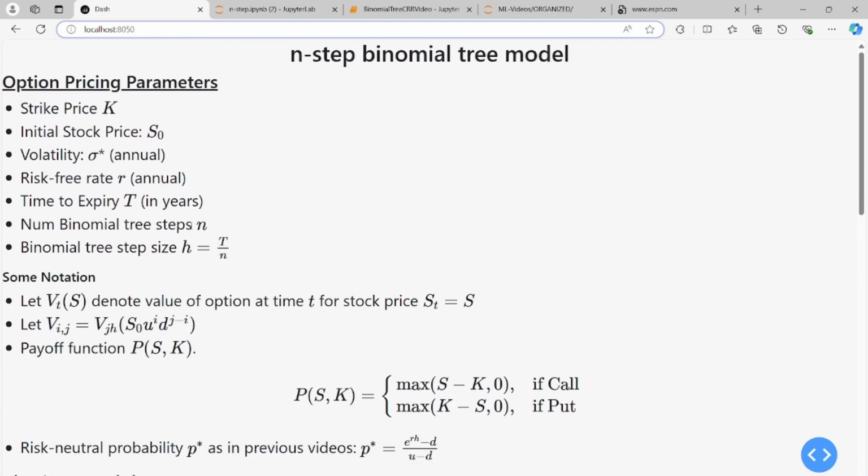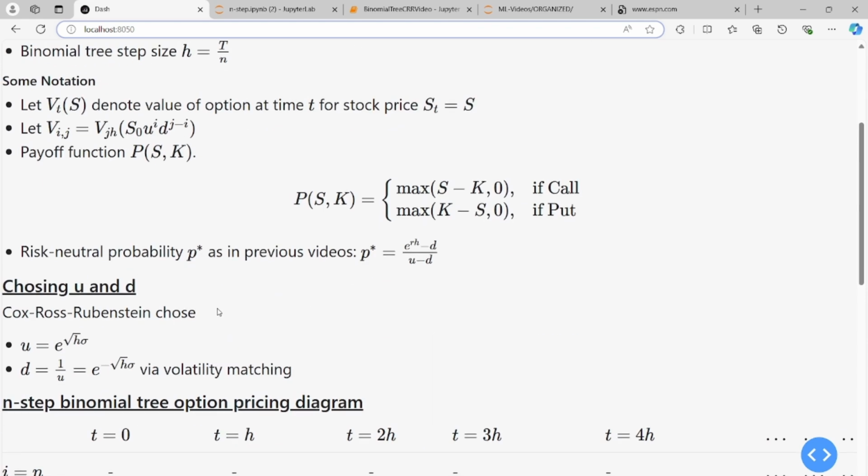Of course, we're making some assumptions, like volatility is constant. It's obviously not in real life. The risk-free rate is constant. Obviously not in real life. Things like that. No transaction cost. All this other stuff. But for this model, it's reasonable.